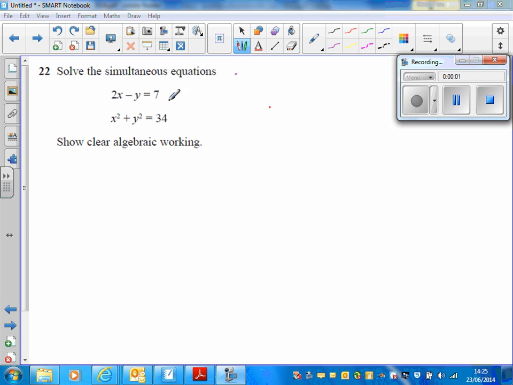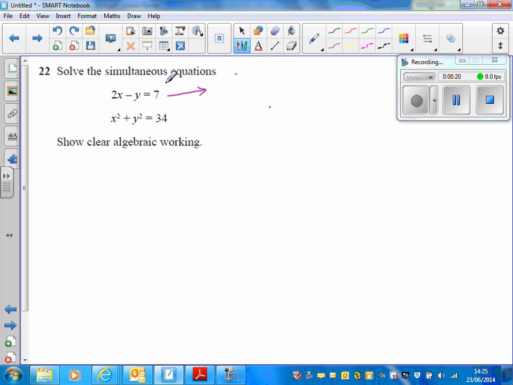Simultaneous equations where one of the equations is linear and the other one is quadratic. We can't use the method that we would use for two linear equations. We can't just try to multiply either or both of the equations by something and then add or subtract. It doesn't work. What we have to do is take the linear equation and write it so that one of the letters is the subject.